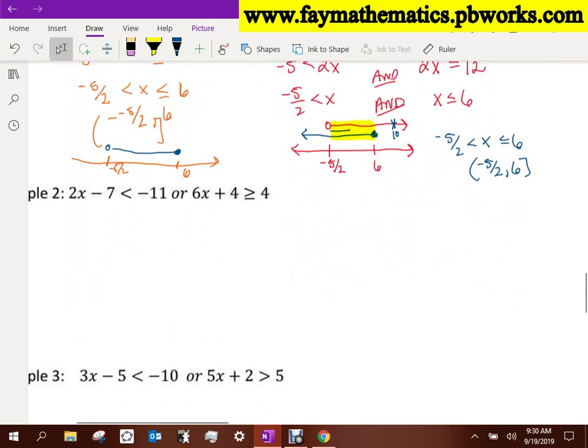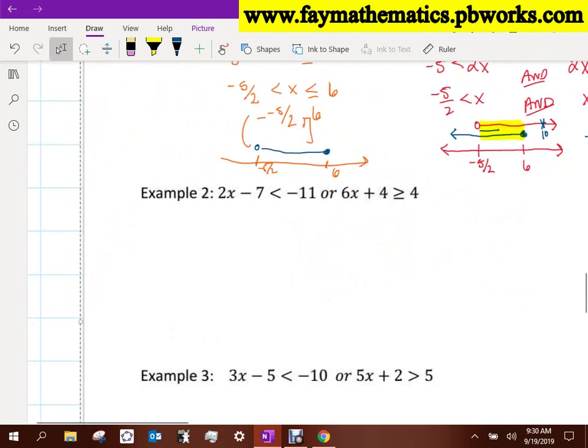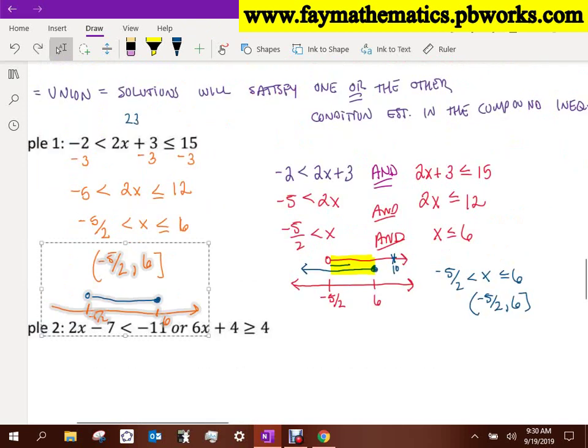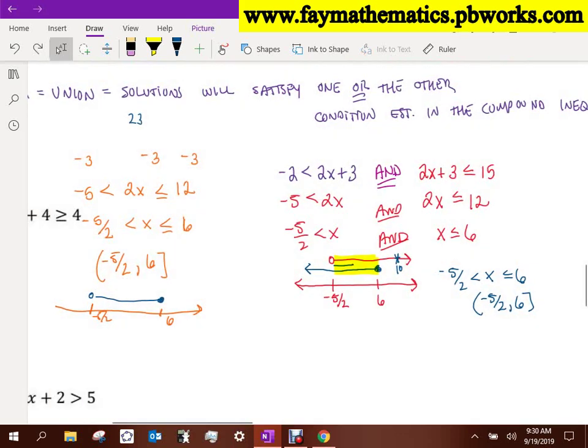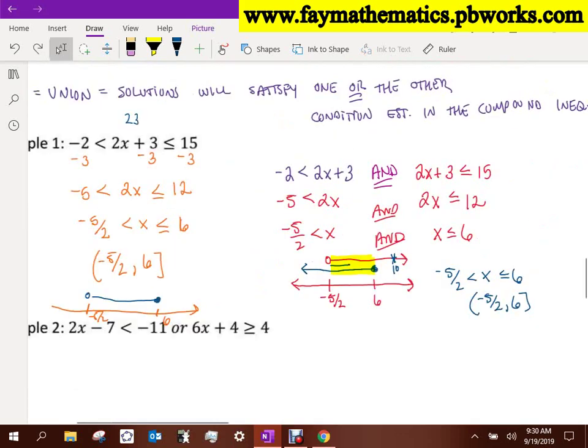All right, so let's do. I don't like how that happened. I'm just going to erase that graph.